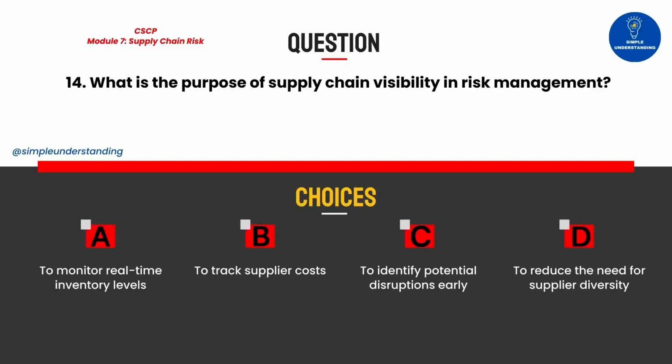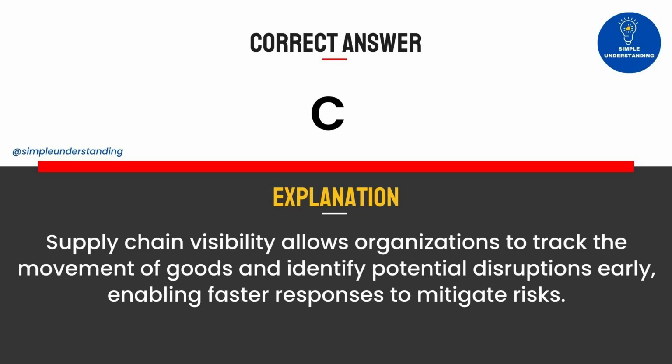14. What is the purpose of supply chain visibility in risk management? A. To monitor real-time inventory levels. B. To track supplier costs. C. To identify potential disruptions early. D. To reduce the need for supplier diversity. Correct answer C. Explanation. Supply chain visibility allows organizations to track the movement of goods and identify potential disruptions early, enabling faster responses to mitigate risks.